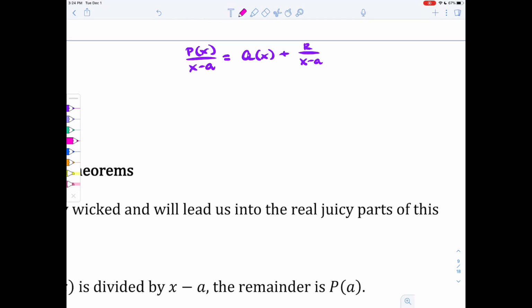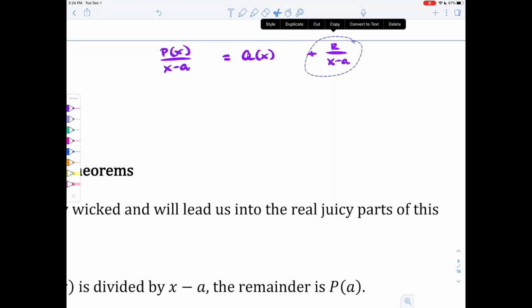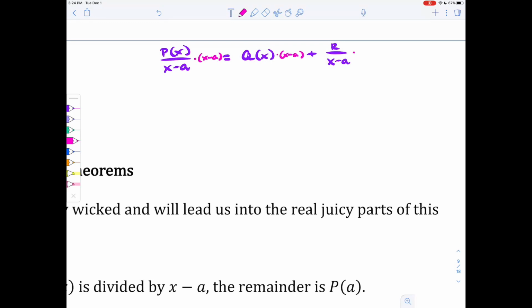If we take this, I'm going to do some spacing out here, and I multiply everything by x minus a. What I get is that a polynomial can also be written as the quotient multiplied by the divisor plus the remainder. Right? These x minus a's cancel out. These x minus a's cancel out. And that's what we're left with.